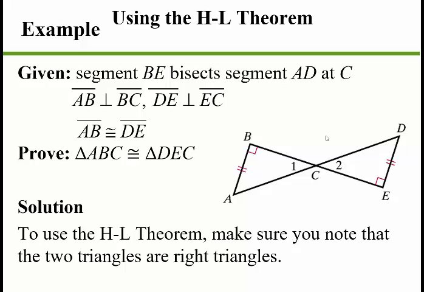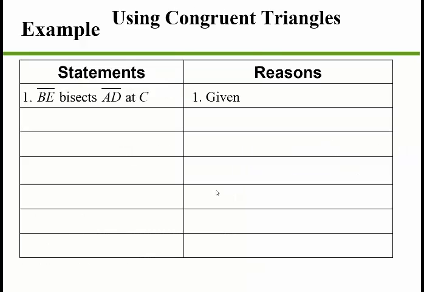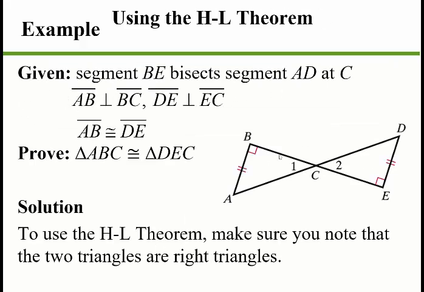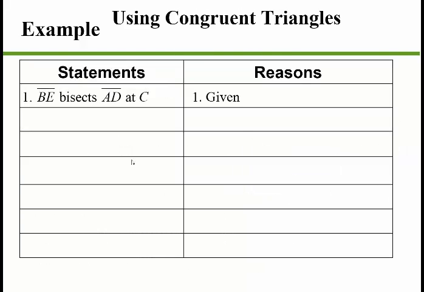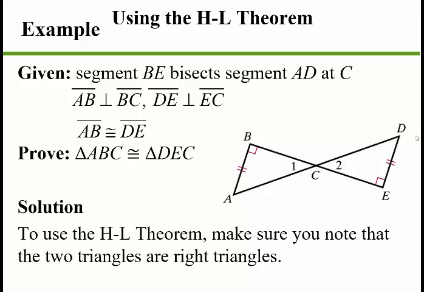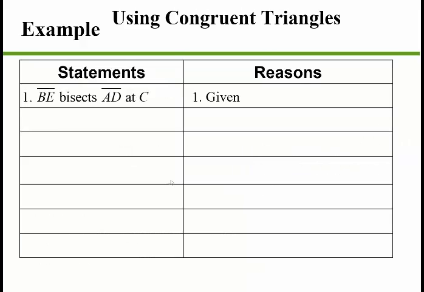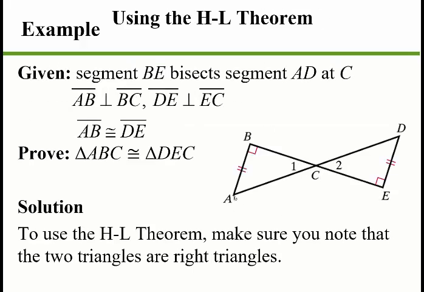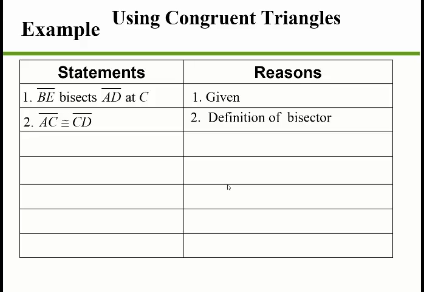So to use the hypotenuse leg theorem, make sure you note that the two triangles are right triangles in your proof. All right, so let's go through the statements. Side BE bisects AD at C. That was given. It cuts AD at C right here, so it must then be that AC is congruent to side CD. That's by the definition of a bisector, because it cuts it right down the midpoint.